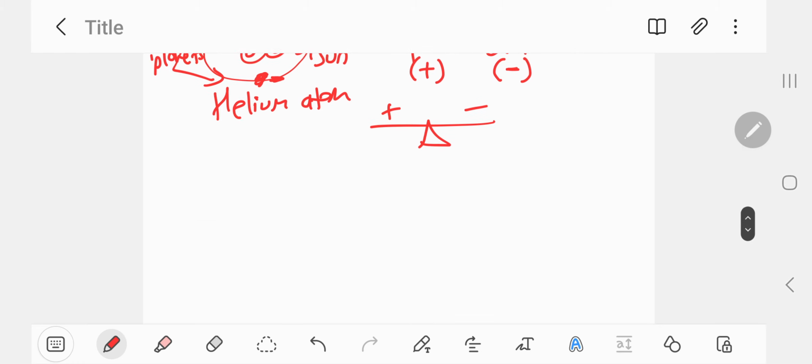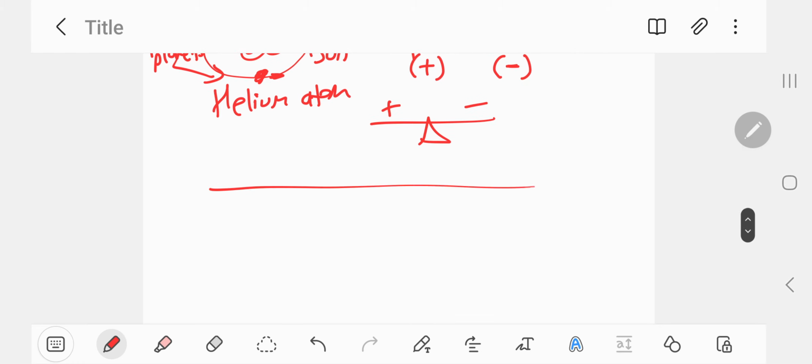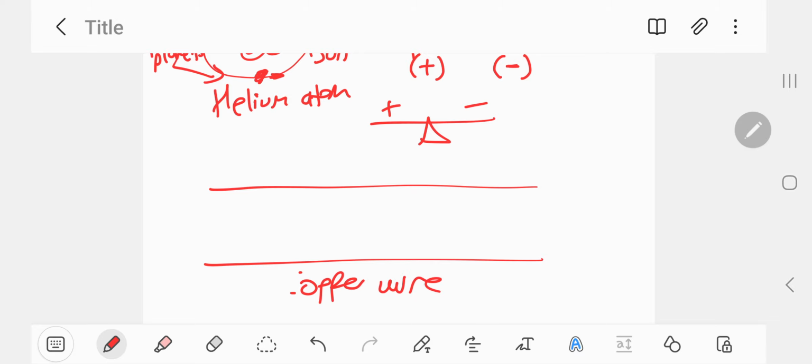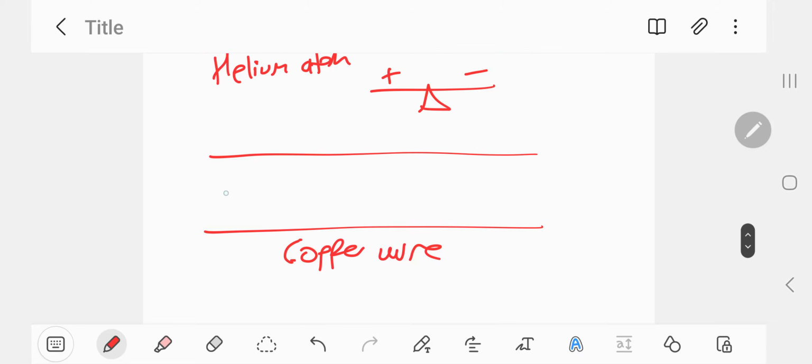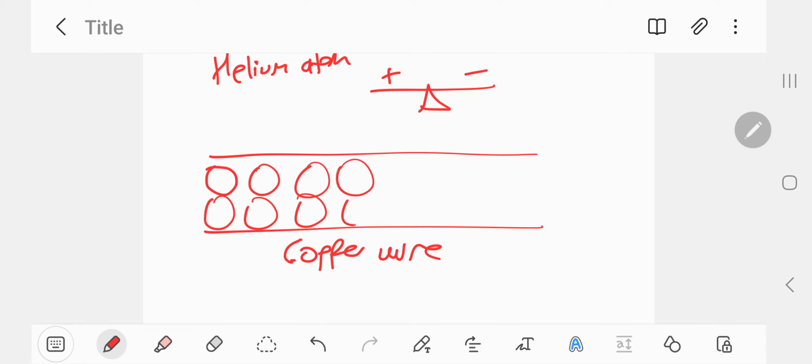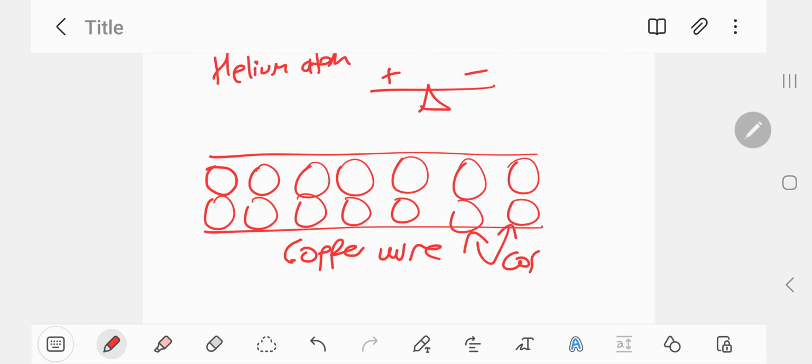So what is it, technically speaking? If I was to zoom in, let's take a copper wire. A copper wire is made of copper atoms. No surprises there. If you were to zoom in, you would see copper atom spheres like this. These are copper atoms. Now, the picture is more complicated than this, but it's just a nice simplified way of expressing this visually.